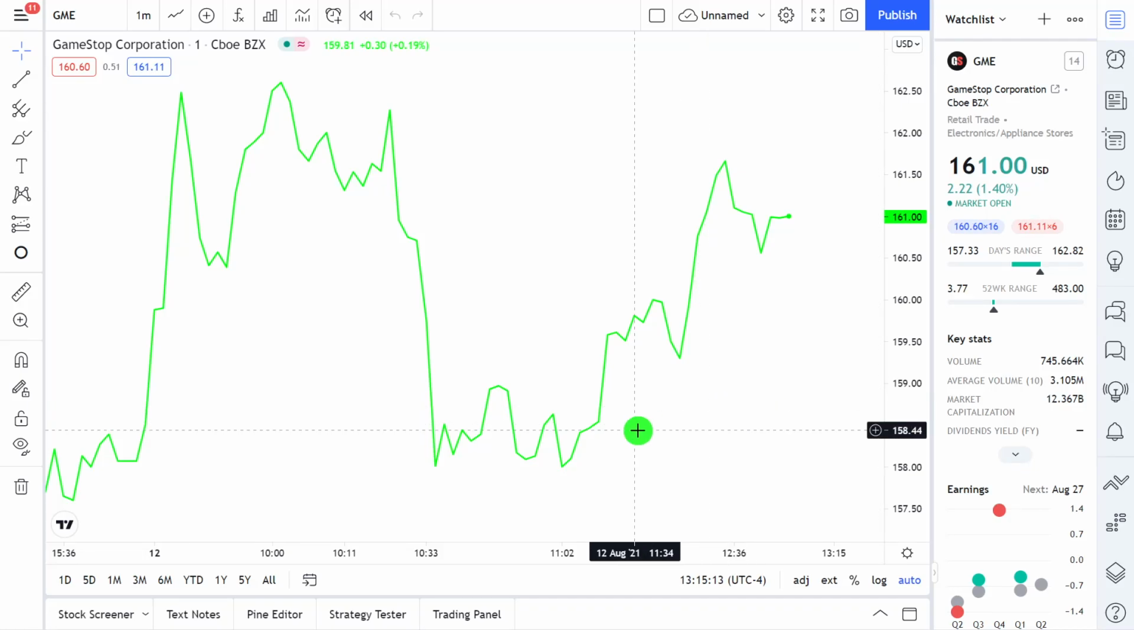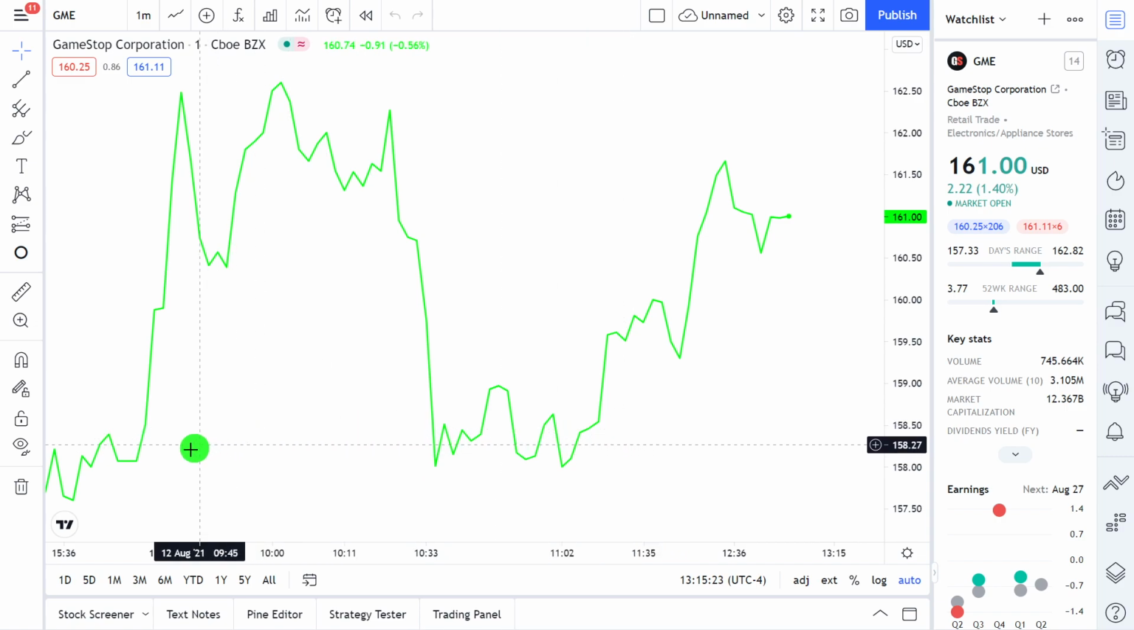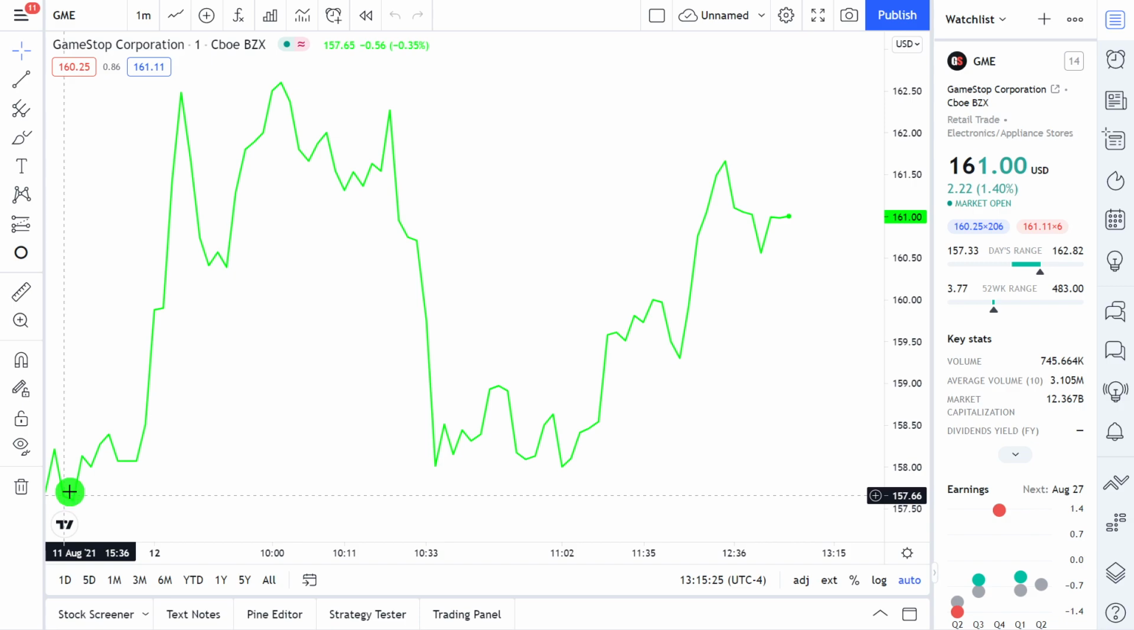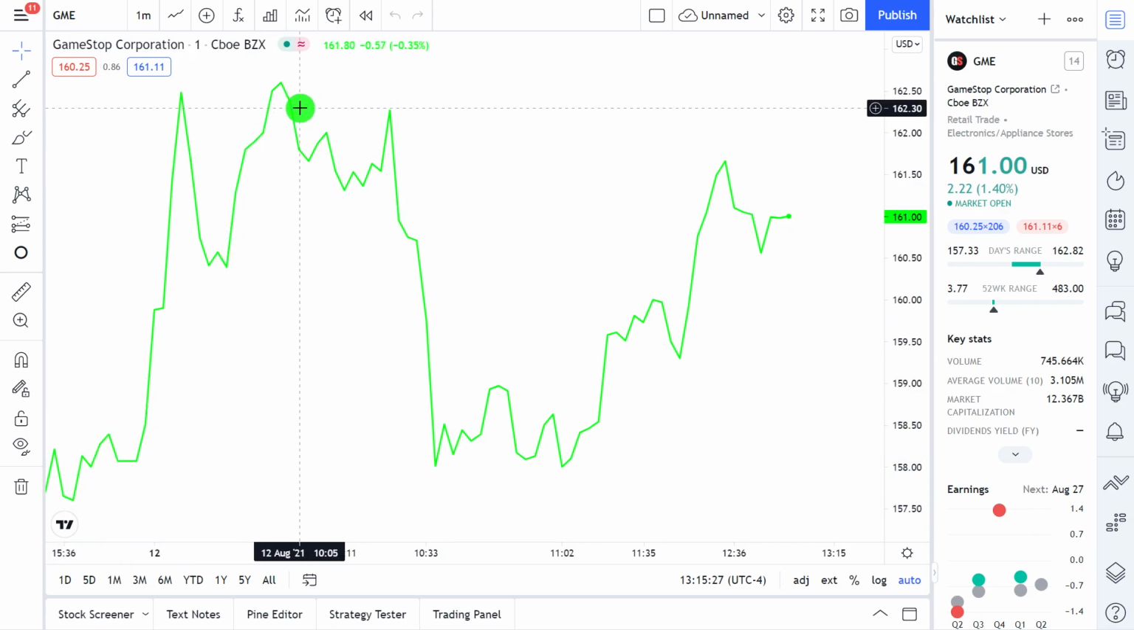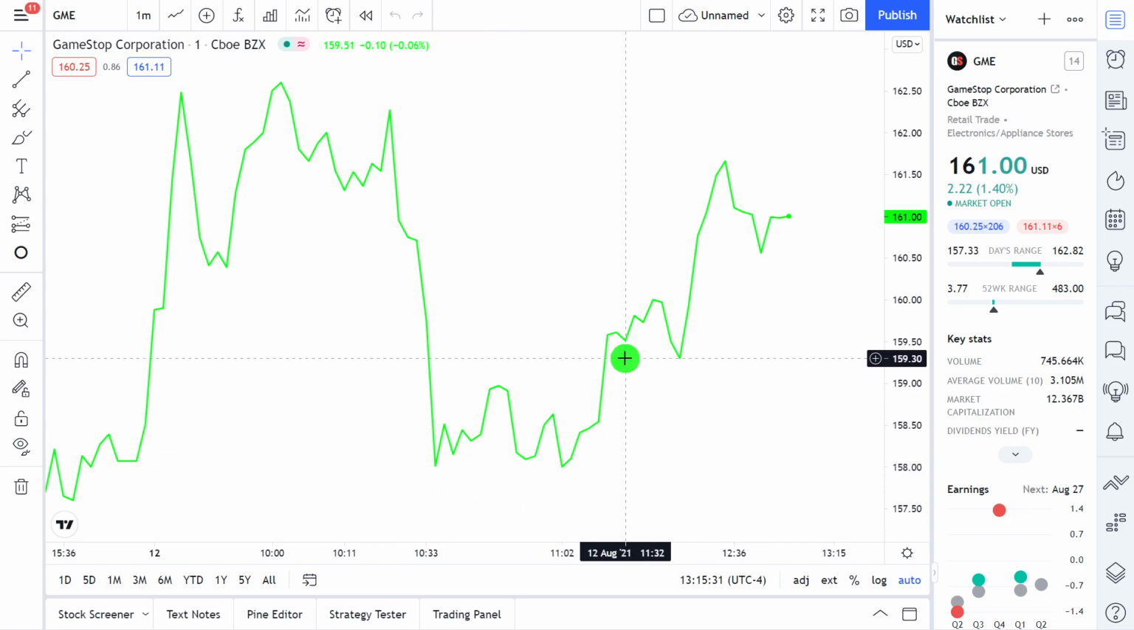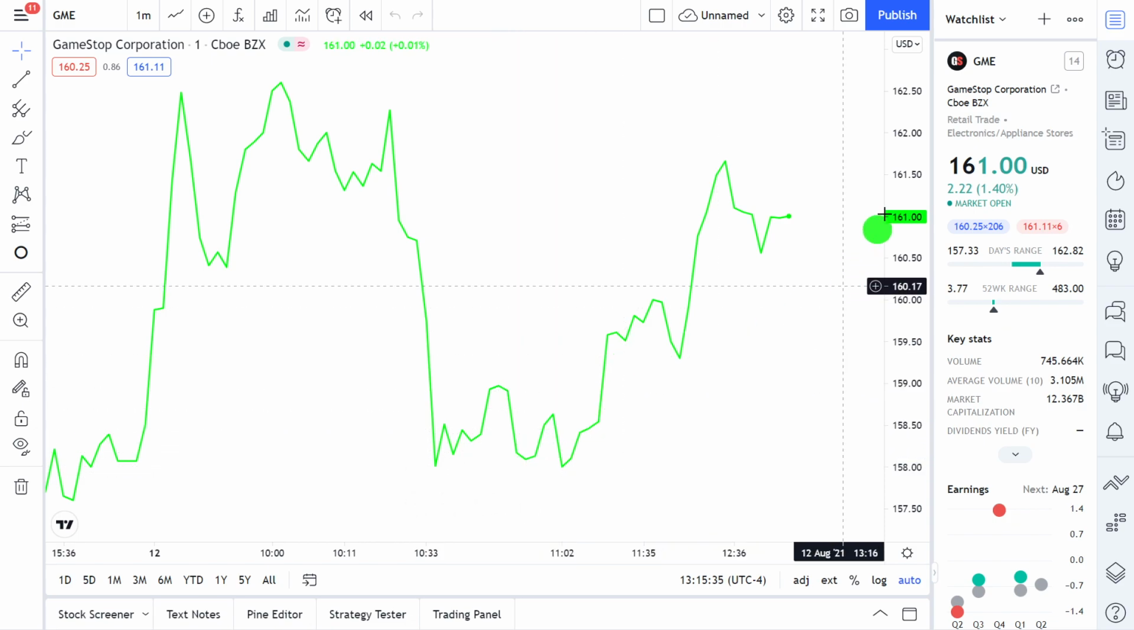Today we're going to be looking at GameStop once again, and we're going to be discussing inflation, how we think this will affect the MOAs. But before that, let's have a look at GameStop's price on the day. Started the day at about 157, hit highs of 162.82, then had a lot of selling but has rebounded pretty strongly, so it's now at $161 on the dot.